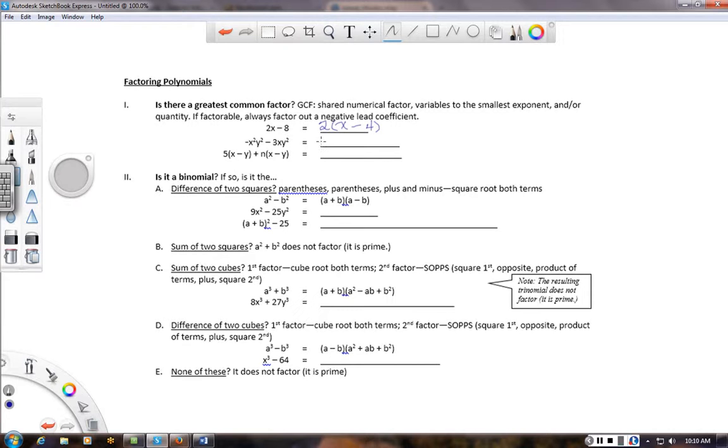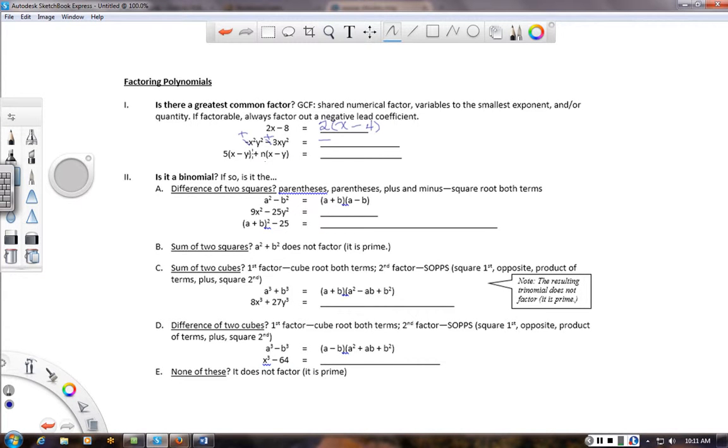Notice that it has a negative lead term. So the first thing we're going to do is factor out that negative. I like to go ahead and change the signs at this time and then ignore the negative so that I don't have to be concerned with that as I'm continuing with the problem. So we'll cross off this sign and put a plus sign. We cross off this sign and put a plus sign. So both of my signs within my parenthesis will now be positives.